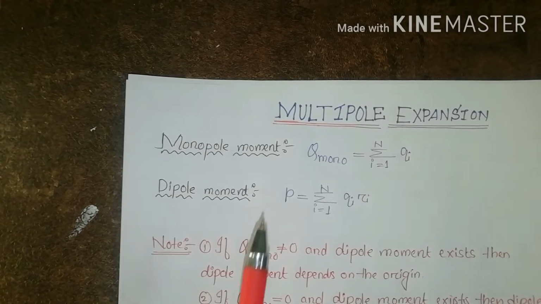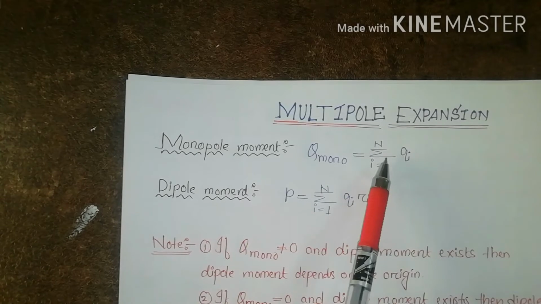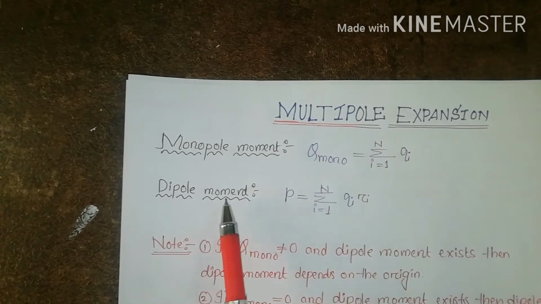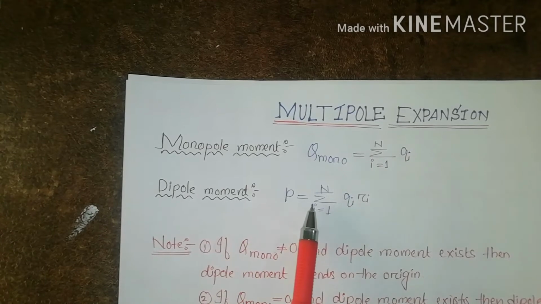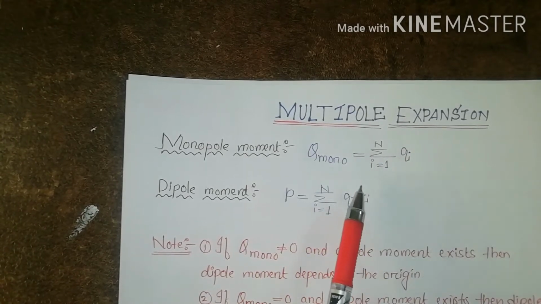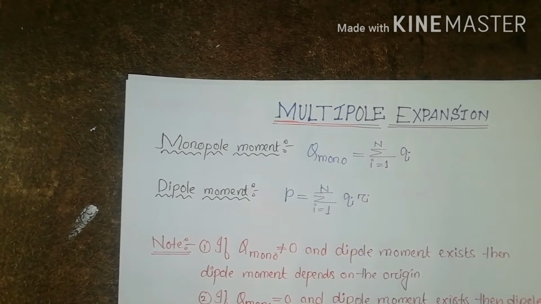So the first thing that we have to know is the monopole moment. That is the Q mono, it is equal to the summation over i equals 1 to n of Qi, and the dipole moment is equal to the summation over i equals 1 to n of Qi Ri. So these are the formulas for discrete charges. We have to keep in mind these are the formulas for discrete charges, and in this video we will be doing the sums related to the discrete charges.